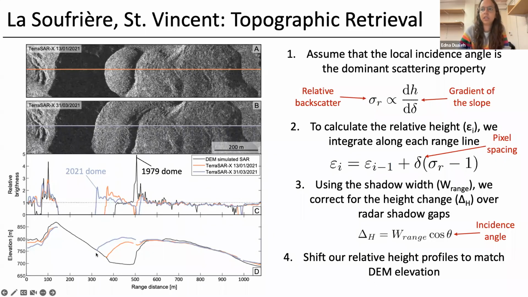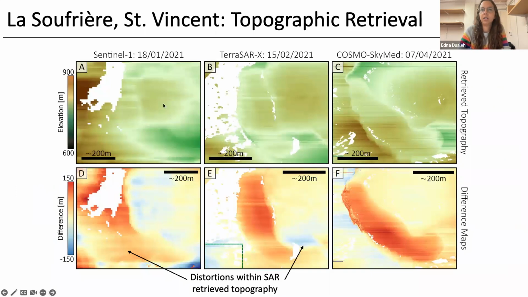So we can do this integration for each range line that crosses over the dome, and we get plots that look like this. These are showing you the topography that we've retrieved from the SAR data, and the second line of plots just shows you the difference between the retrieved height from the SAR data and the pre-eruptive DEM. For the two high resolution images, TerraSAR-X and Cosmo-SkyMed, we can see that the 2021 dome generally is imaged relatively well.